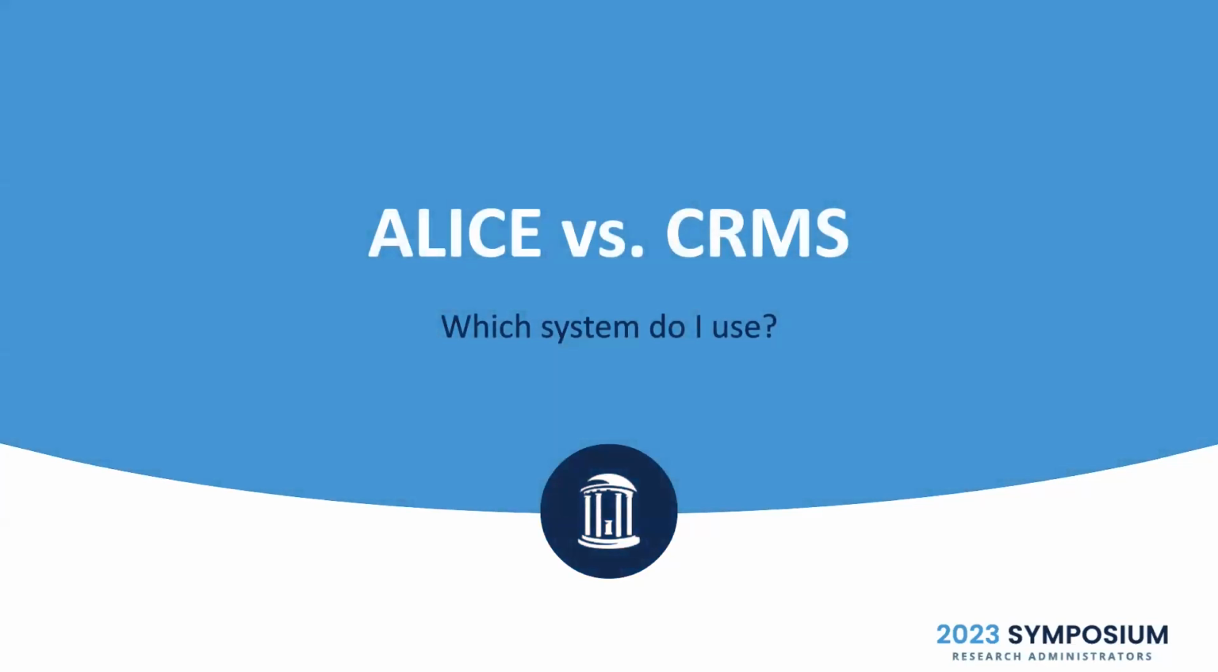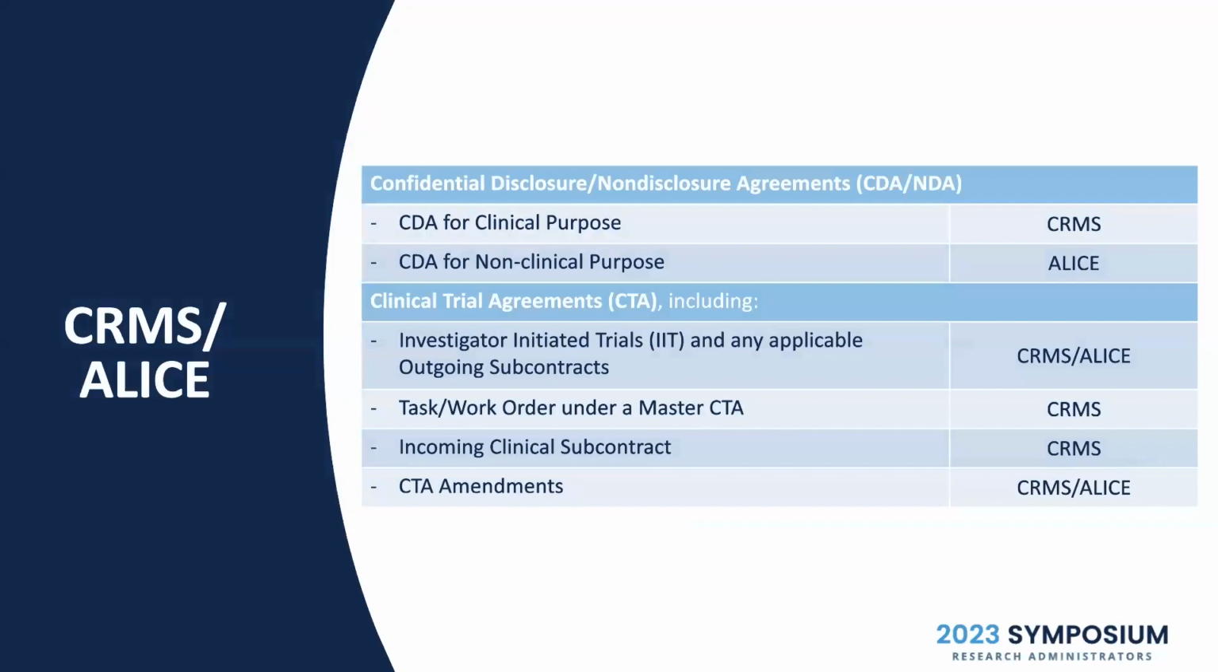So first, which system do you use, Alice versus CRMS? There is just a small chart on this slide and the next that gives you a brief overview of which agreements go through which system. Some start in CRMS and flow over to Alice. But if you need more detail, that chart in expanded version can be found on the industry contracting webpage, and that link will be on one of the later slides.